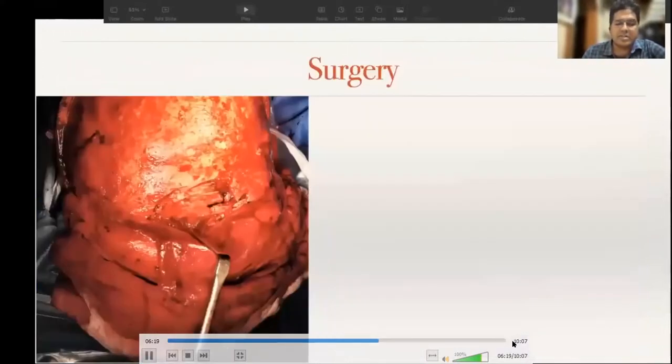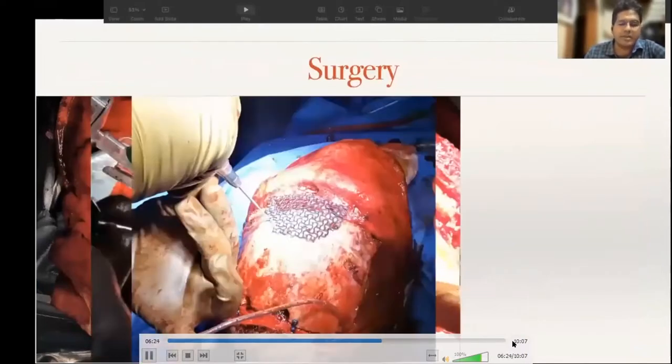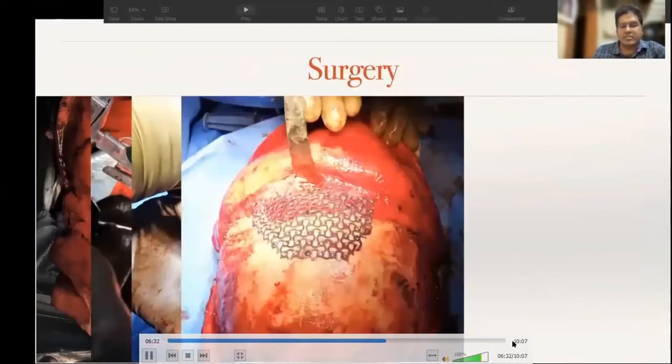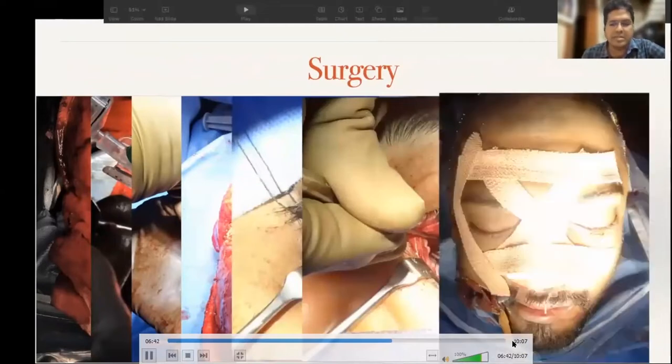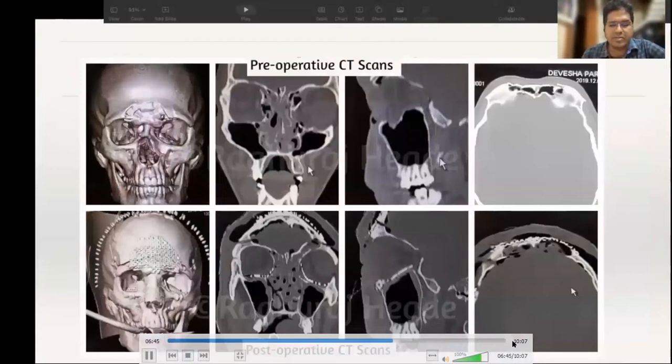Once the neurosurgery team had done a bicoronal flap and repaired the dural leak, we went on to a frontal bone repair using a titanium mesh. And once the frontal bone was repaired, we repaired both the orbits, right as well as left, using large titanium implants. And the nose was put into position using Plaster of Paris. And after this, the post-op scans, where you can see that both orbits are adequately reconstructed, as well as giving a good profile to the nose as well.